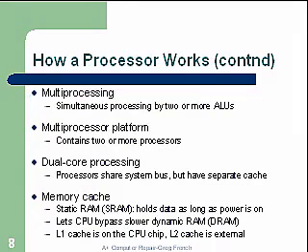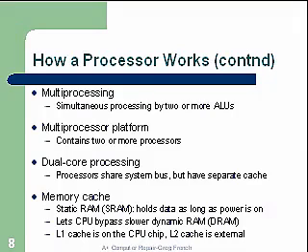How a processor works, continued. Multiprocessing is the simultaneous processing by two or more ALUs. A multiprocessor platform contains two or more processors. Generally, what we see today is at least a dual core. In dual core processing, the processors share the same bus but have separate cache.